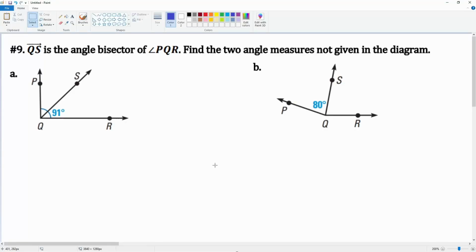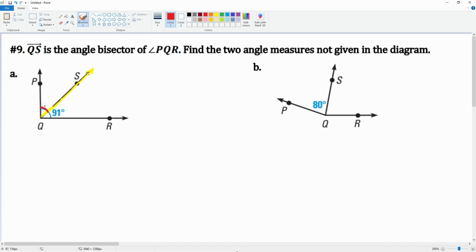Number 9, the ray QS is the angle bisector of the angle PQR. Find the two angle measurements not given in the diagram. Let me look for the angle bisector. First of all, it should be this piece right here. That is bisecting it. Creates two equal pieces.